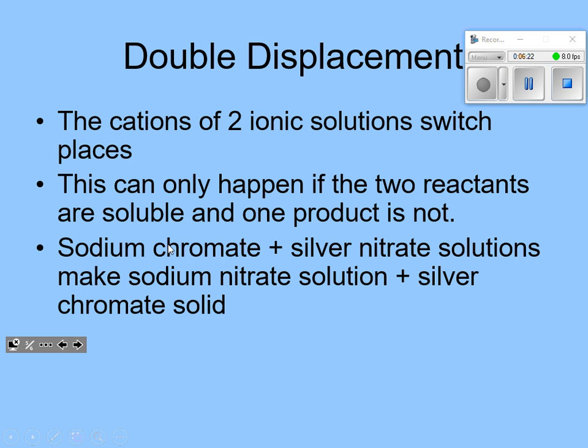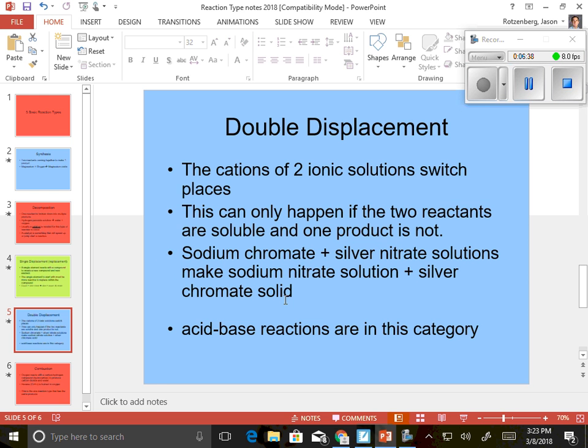Example that I want students to write down is sodium chromate solution plus silver nitrate solution, making sodium nitrate solution and silver chromate solid. Once again, pause the video, give students a chance to write out this in formula format, and then we will show the answer.